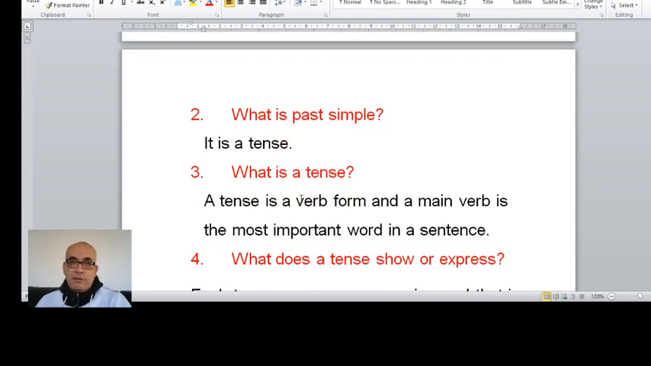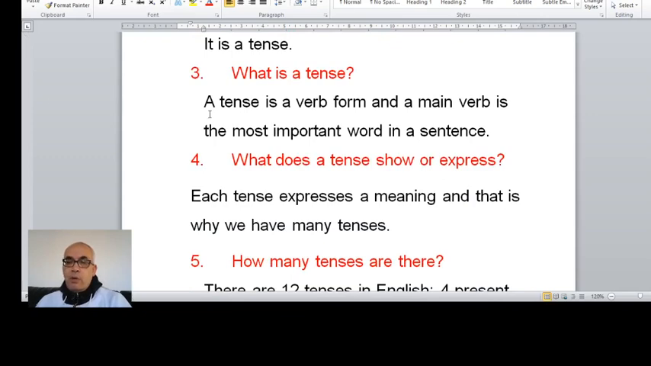So what is a tense? A tense is a verb form. So a verb form is a tense, and the tense is a verb form, and they are the same. A tense is a verb form, and a main verb is the most important word in a sentence. So I said this before, a main verb is the most important word in a sentence, because no verb, no sentence. And when we speak about tenses, it means we are speaking about verb forms.